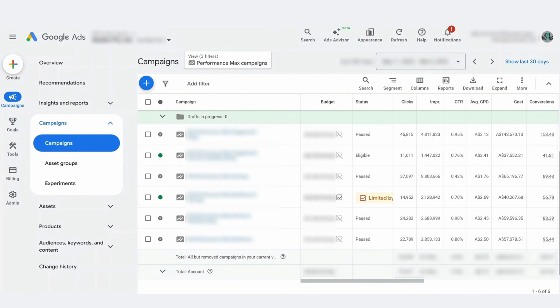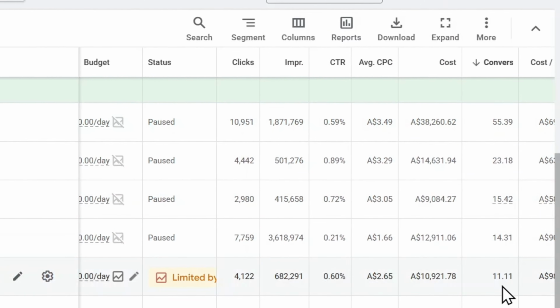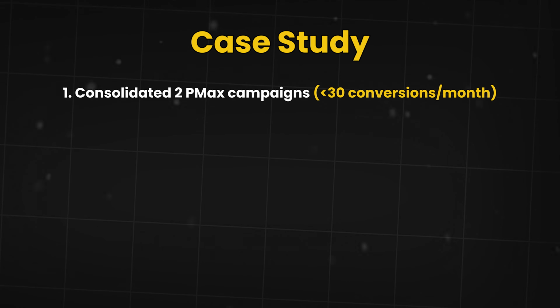Now, with all these factors that will influence your campaign structure in mind, I think it's the perfect time to share a case study about consolidation and how sometimes consolidating your campaigns can deliver much better results. In this account, we had several Performance Max campaigns, but some of them weren't receiving enough conversion events to optimize effectively. So we decided to consolidate the campaigns that weren't getting 30 conversions per month.